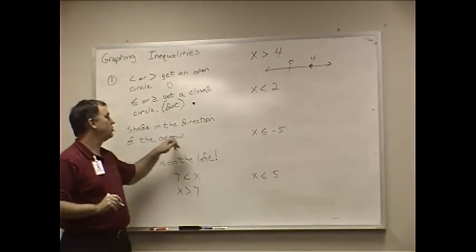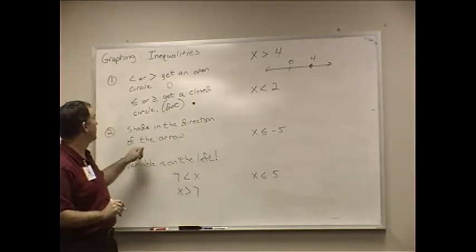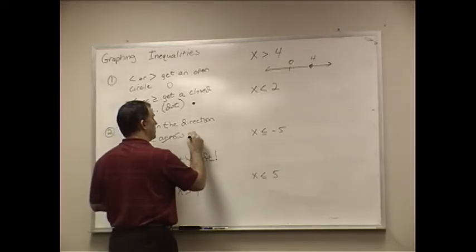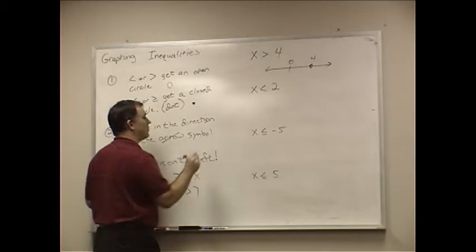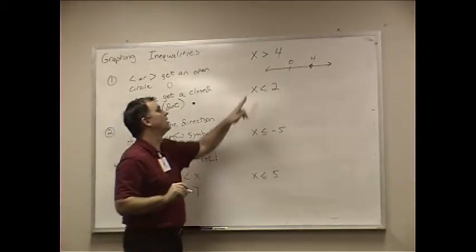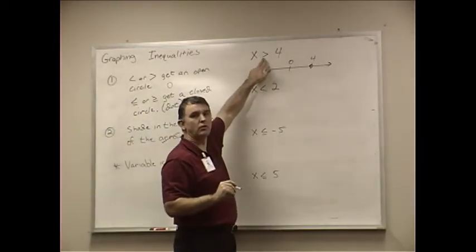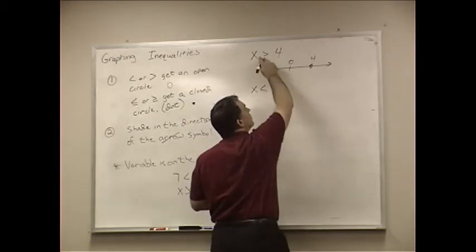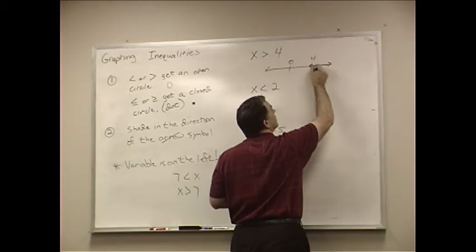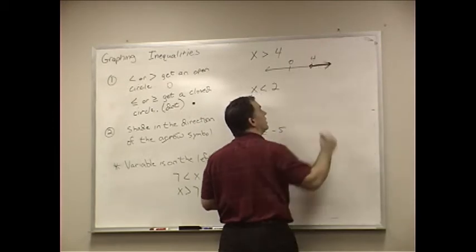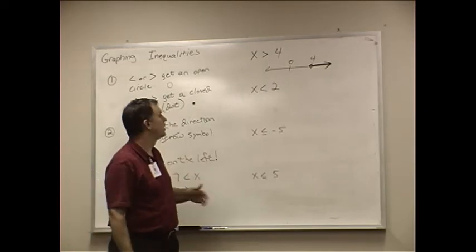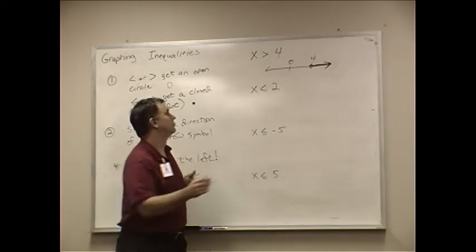And then you shade in the direction of the symbol. Change that word arrow to symbol; it makes a little more sense that way. The symbol is pointing to the right. That's the way the arrowhead is going. So we're going to shade it to the right.